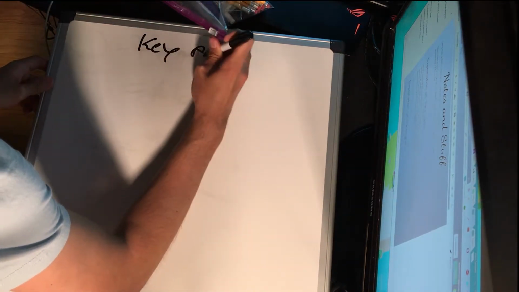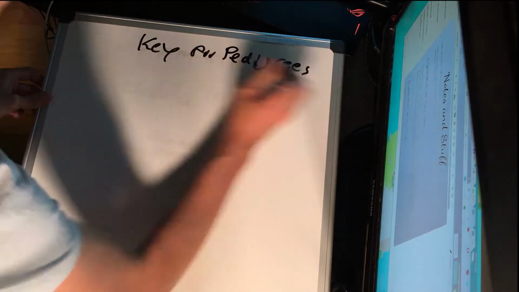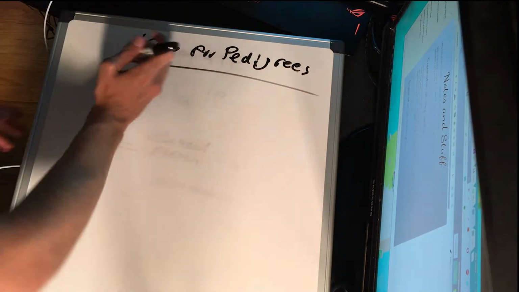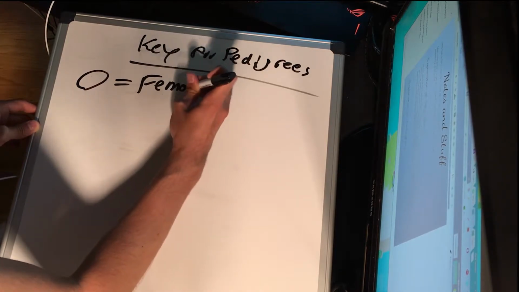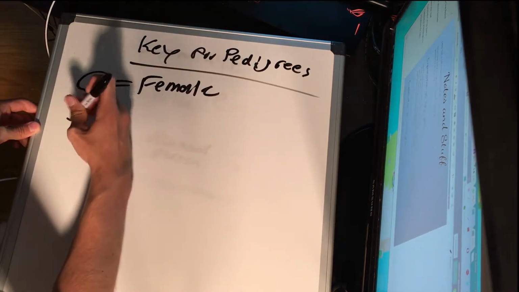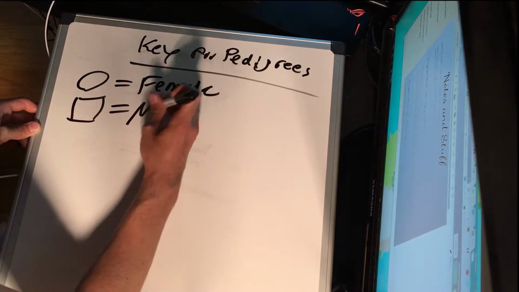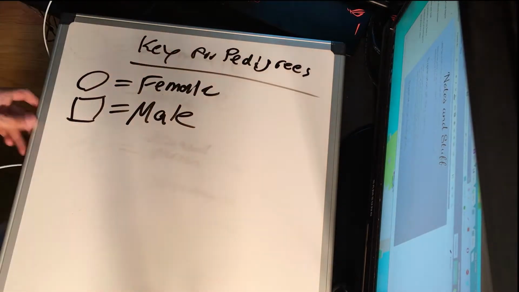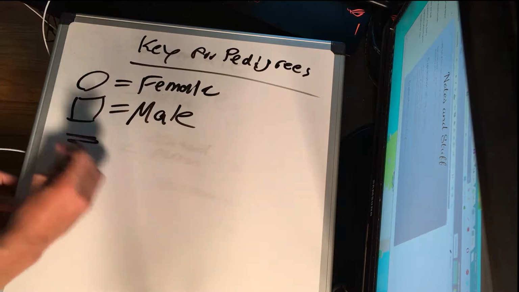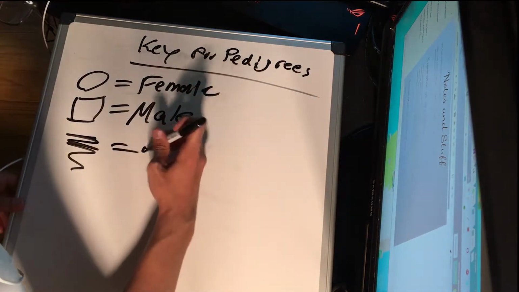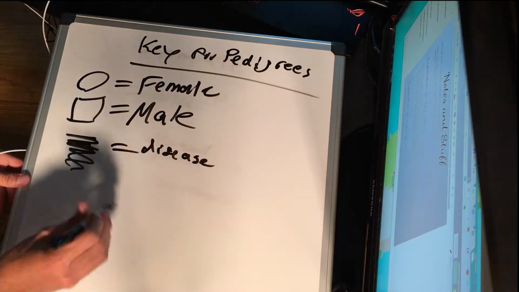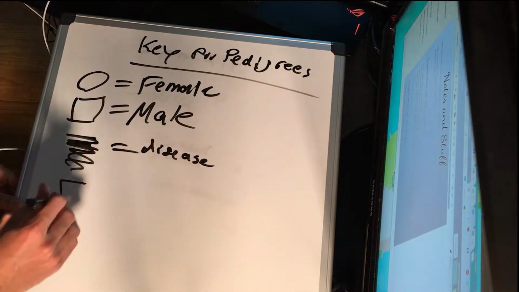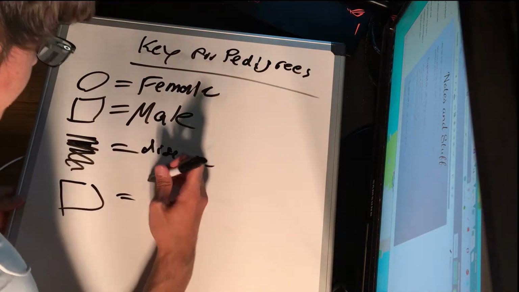So we're going to be starting off with the key for pedigrees. So the first thing that you want to know is the different genders. So the circle equals female, and the square is a male. Now also what you want to know is that colored is disease ridden, the person is carrying the disease and has been afflicted with it, and then white is healthy.